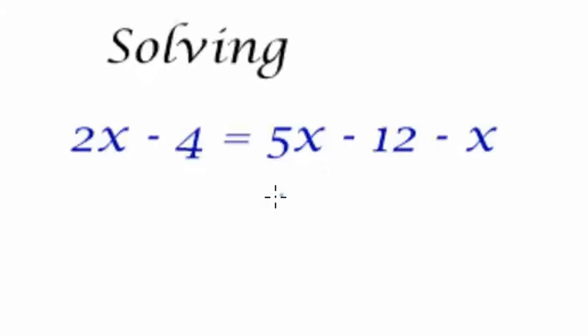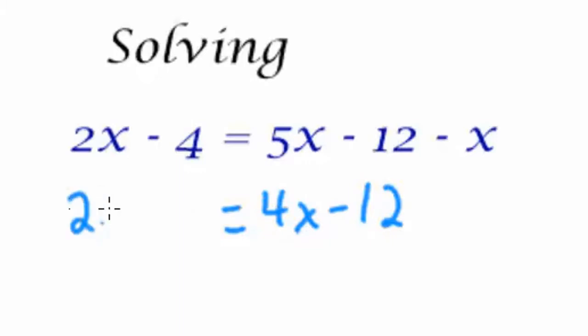2x minus 4 equals 5x minus 12 minus x. In this case, I can combine like terms on one side of the equation and then combine them across the equation as well. So 5x minus the x will give me 4x minus 12 on one side, with the 2x minus 4 on the other side still intact.